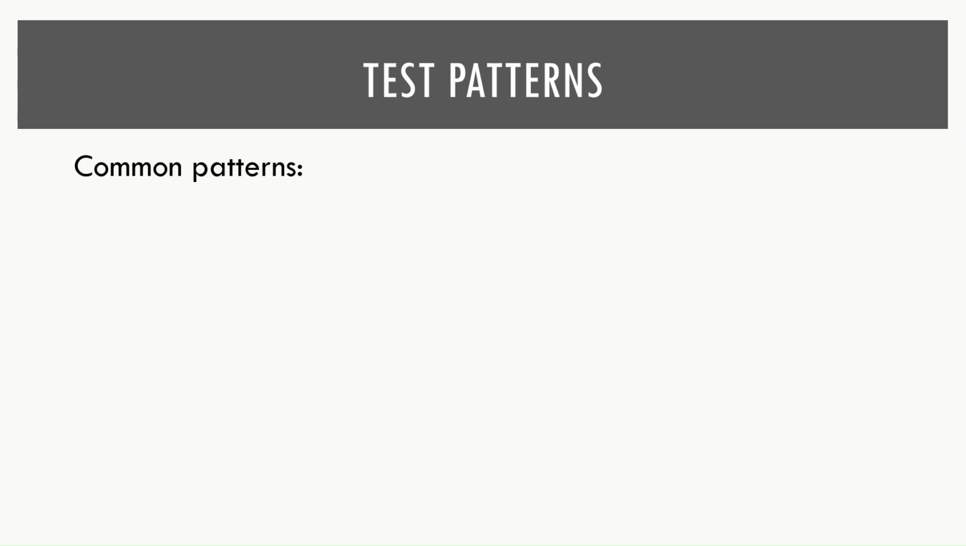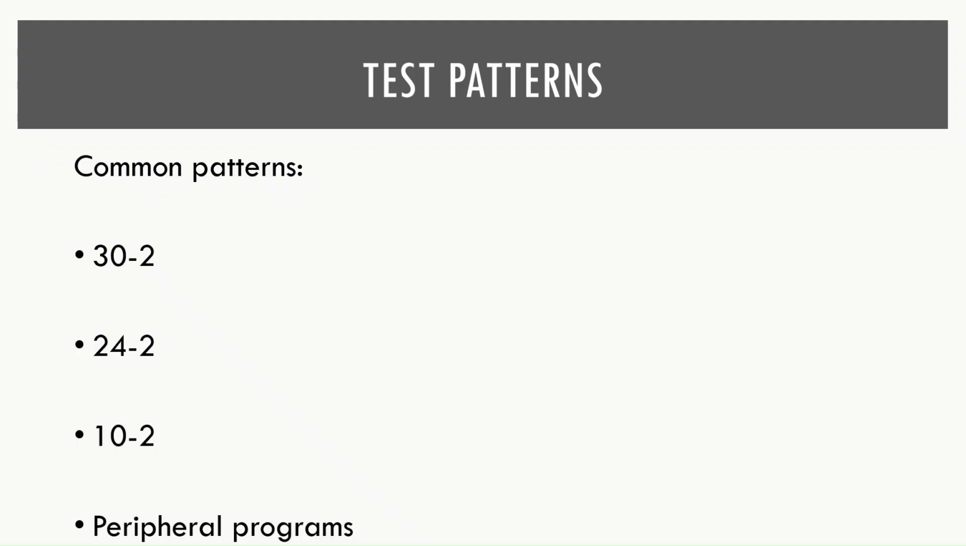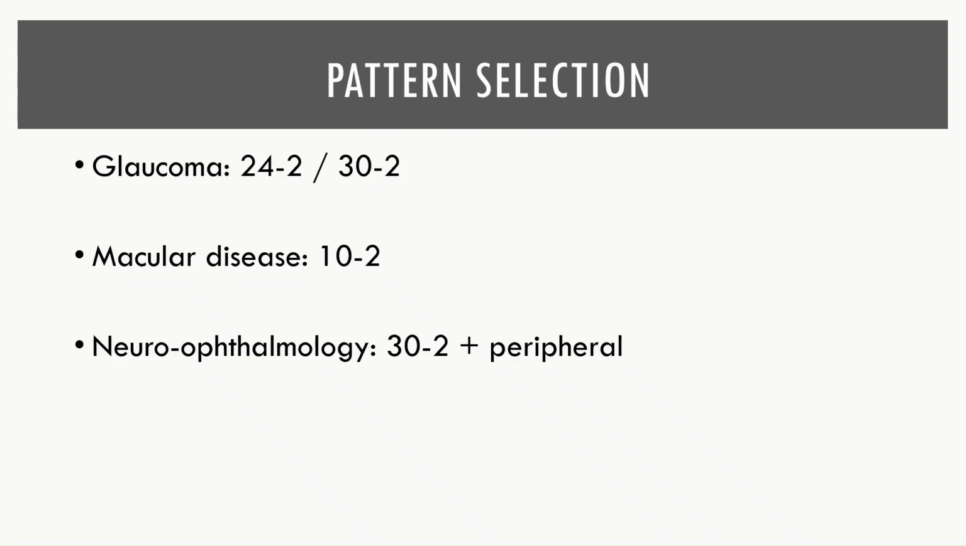Different test patterns sample different extents and densities of the visual field. Pattern choice must match pathology. For glaucoma, we use 24-2 or 30-2. For macular diseases, we use 10-2. For neuro-ophthalmology, we use 30-2 and peripheral fields.